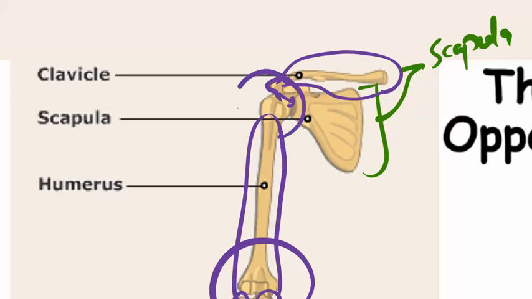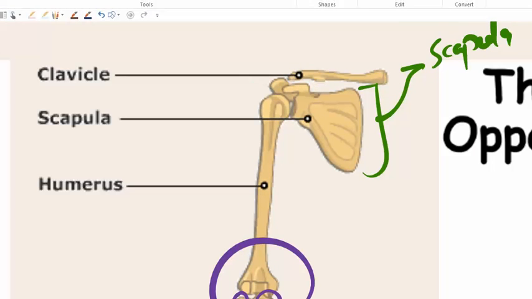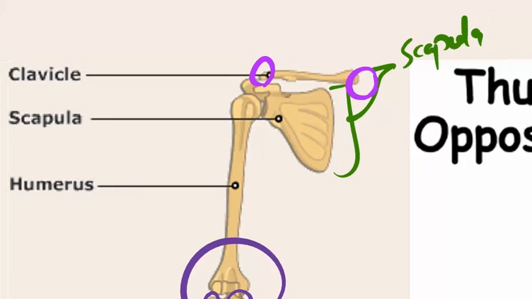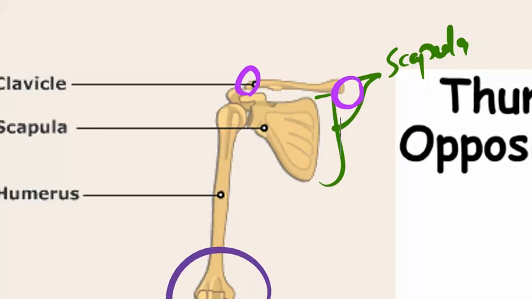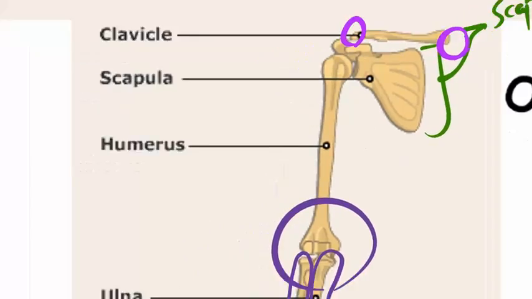So what joint was this right here? The glenohumeral joint, or you can just call it the shoulder joint, right? Okay, so what joint was this? Acromioclavicular. That's right, acromioclavicular joint. And which one was here? Sternoclavicular joint. All right, okay, cool.